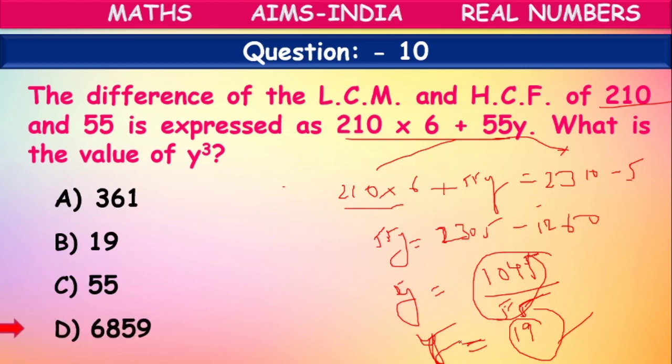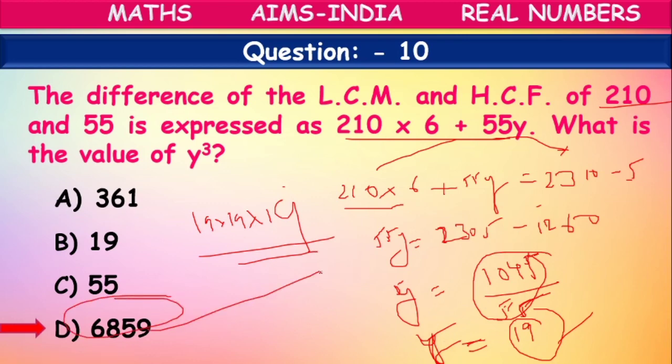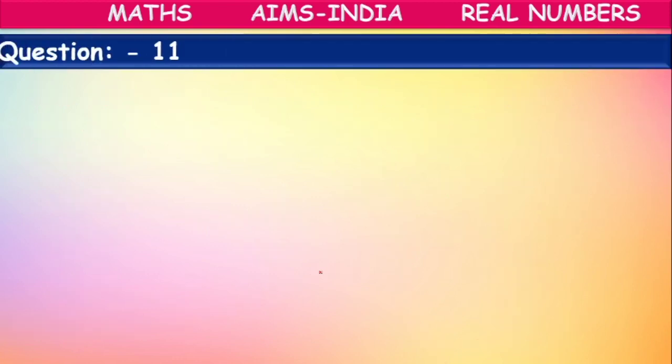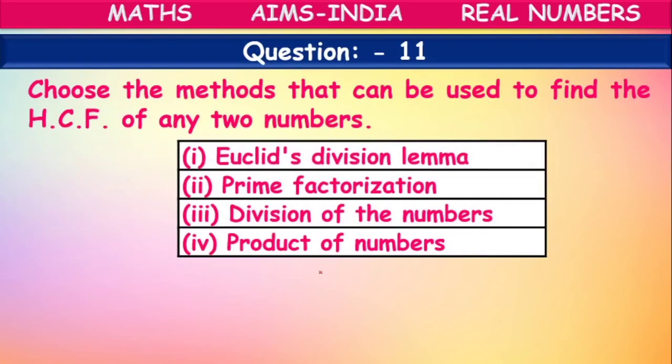But they are asking Y cube value. Y cube value means 19 into 19 into 19. If you multiply, what will be the answer, children? 6859 will be the correct answer. Okay. Next.